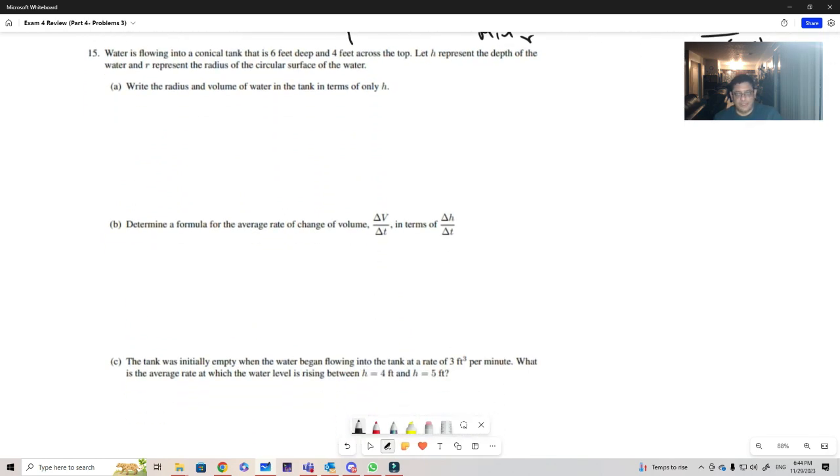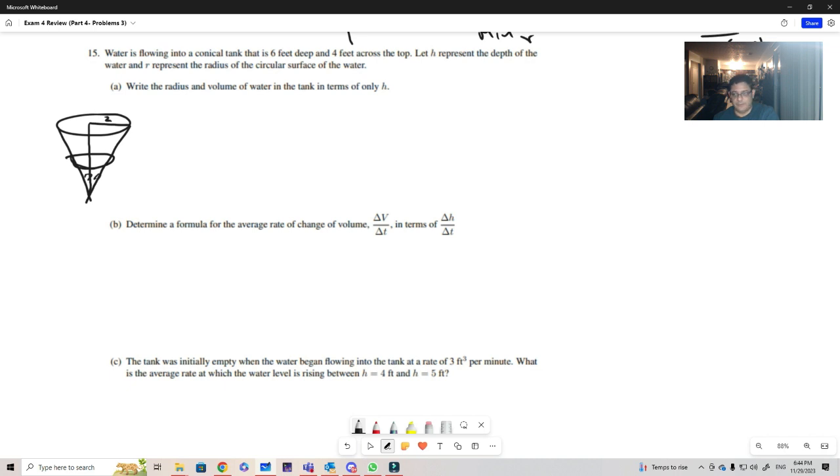Now, question 15 is about using rate of change with a little bit of the volume. So we're going to go with an initial conical tank that is going to be 6 feet deep and 4 feet across the top. So that means that the radius here, the top, is really 2 because the complete thing is 4. And what we do is we're calculating what happened with the volume of water that is in there.